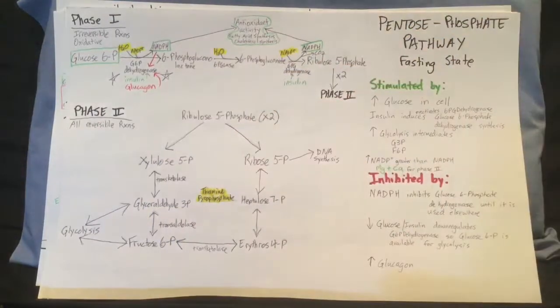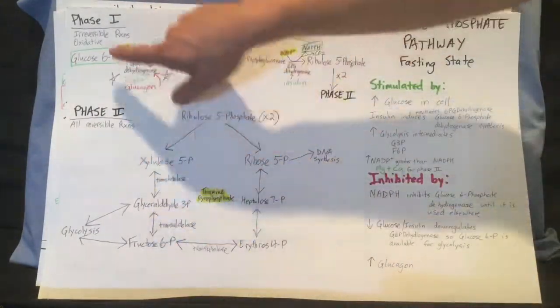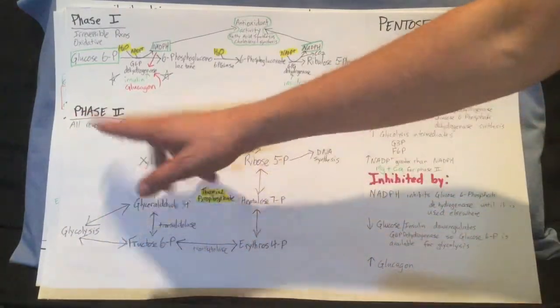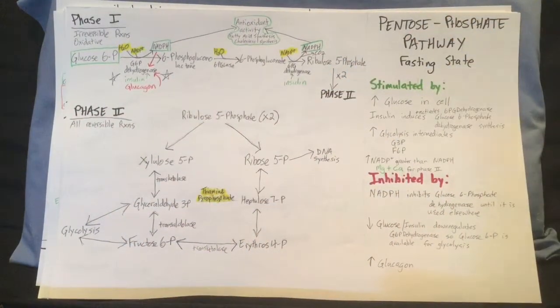We have phase 1 and phase 2. Now phase 1, we have irreversible reactions. They're also oxidative reactions. Phase 2, they are all reversible reactions and they are non-oxidative. So here we go. Pentose phosphate pathway.